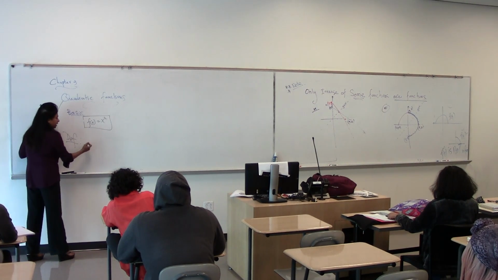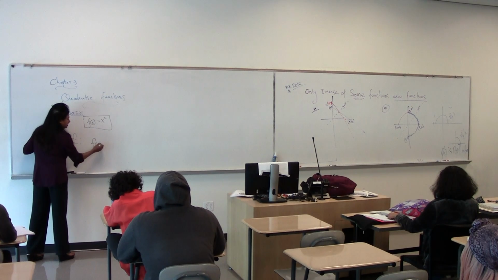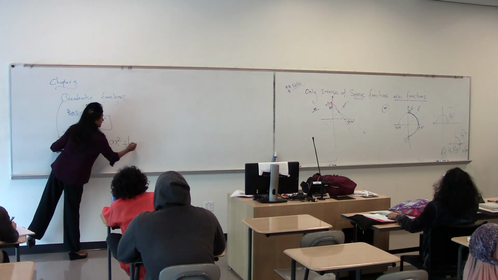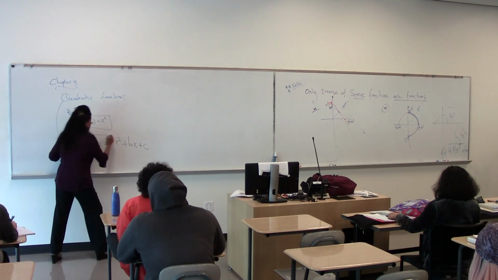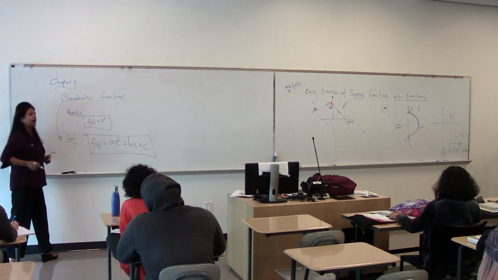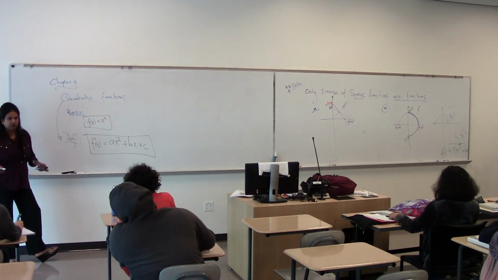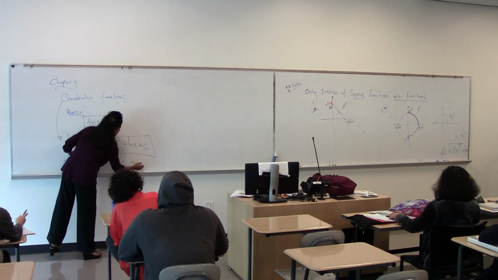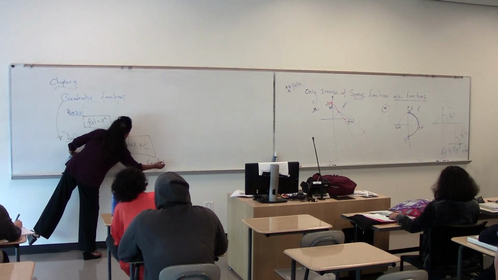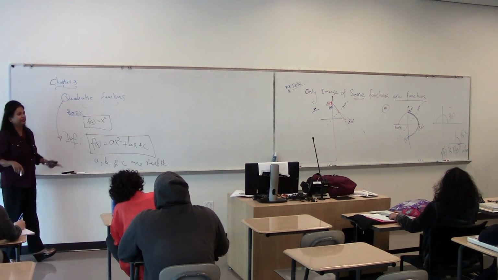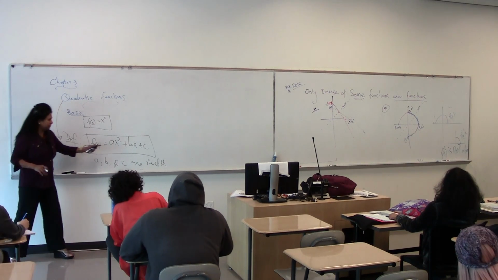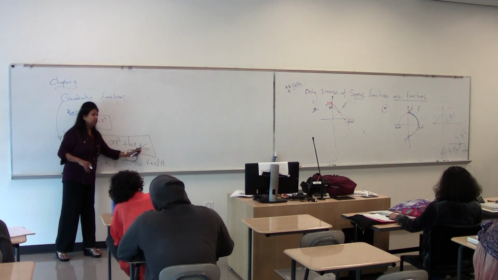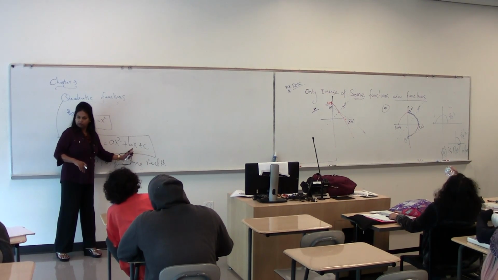I gave this definition to you guys before. f of x needs to be written as ax squared plus bx plus c, where a, b and c are real numbers. Whenever we have this, we call it a quadratic function. Sometimes there's no bx term, sometimes both these terms are not there.